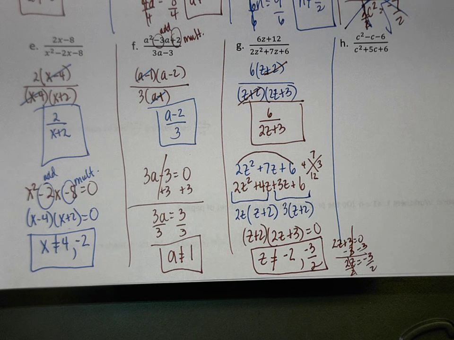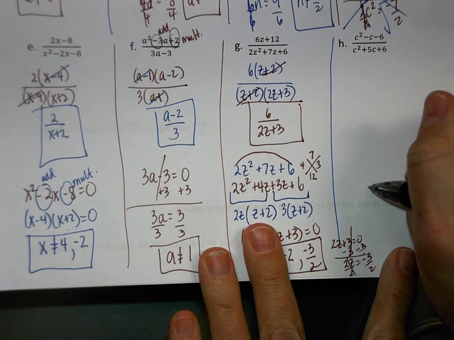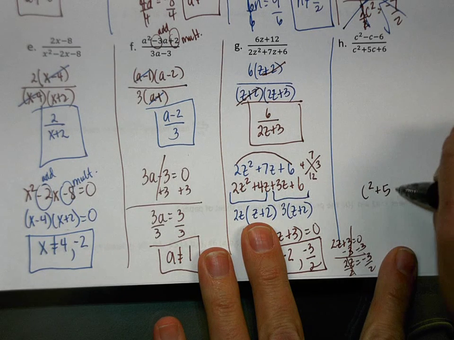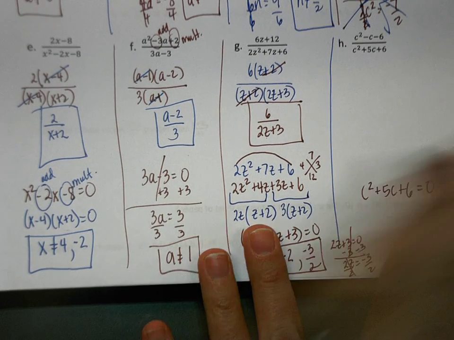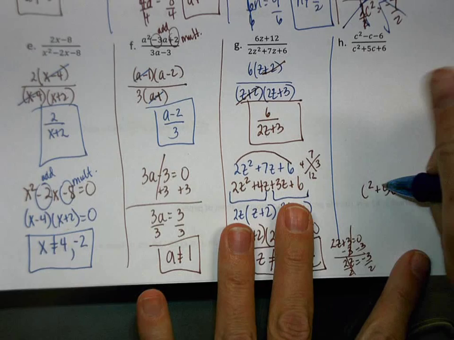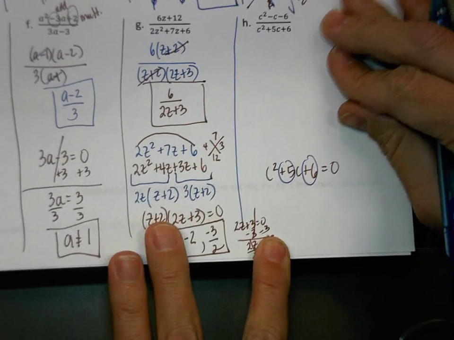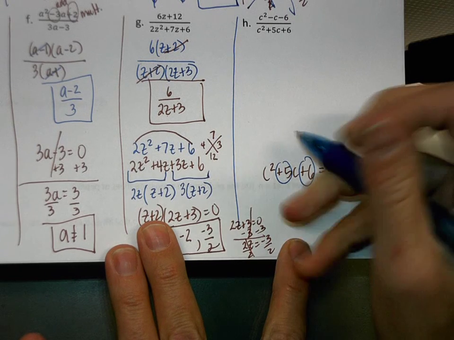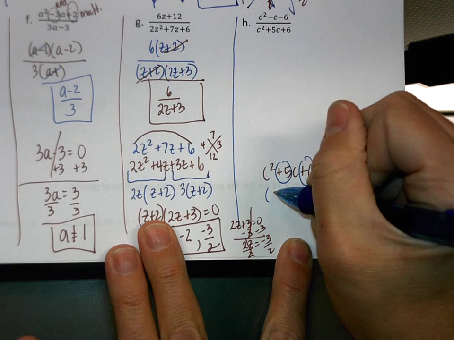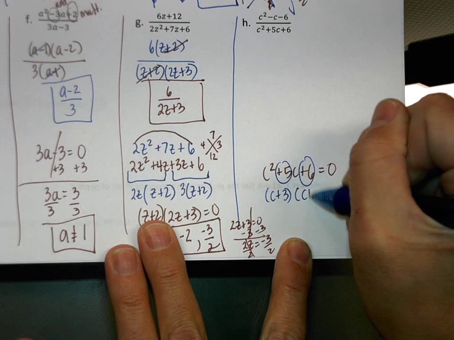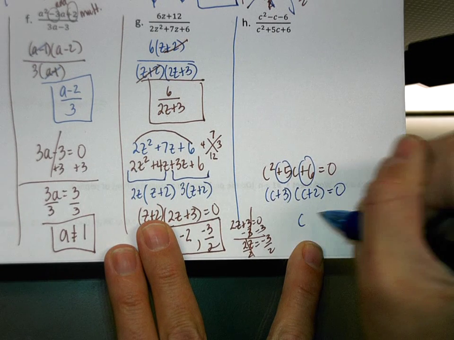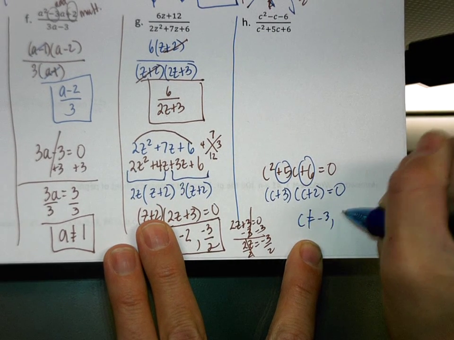Okay, so to start with, what were the excluded values? Good, -2, -3 are correct. And so we would find that by setting our denominator equal to 0. So I normally always start with this so that I don't forget to do it. And so we're looking for what adds to be 5 and multiplies to be 6. 3 and 2. C plus 3, C plus 2 equals 0. So that means C cannot equal -3 or -2.